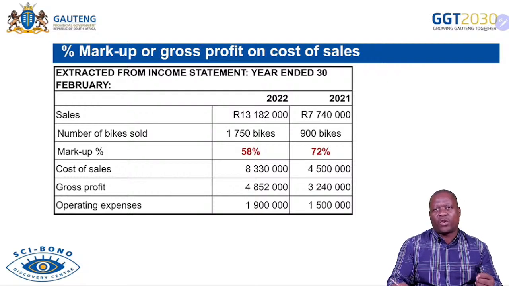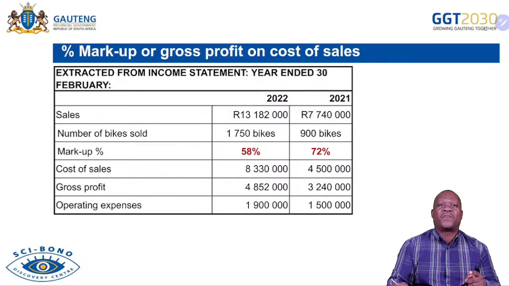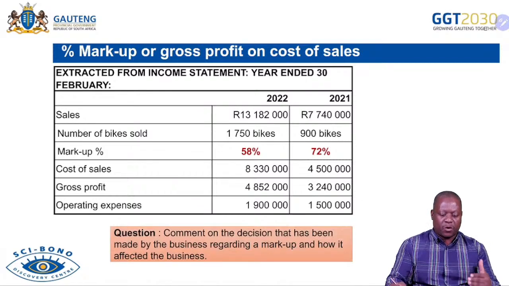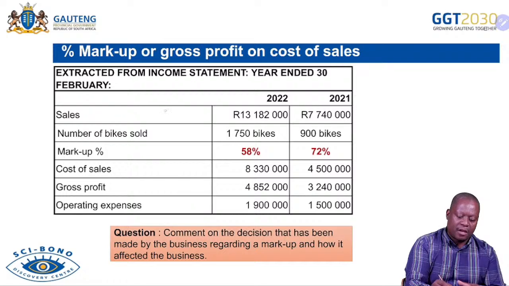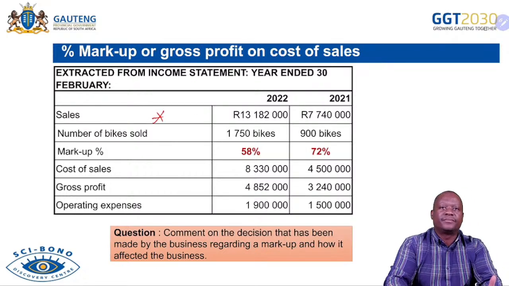Now, we want to look into a comment that we can make with regard to the effect of this markup on what happened. So if you check, there's a follow-up question which says, comment on the decision that has been made by the business regarding the markup and how it affected the business. So let's look into our information. Key items that I want you to look into are sales. What happened to our sales?